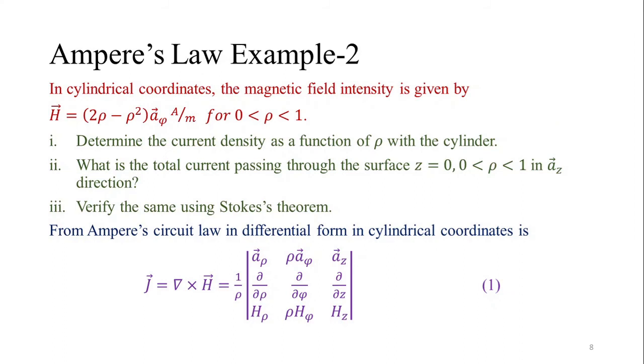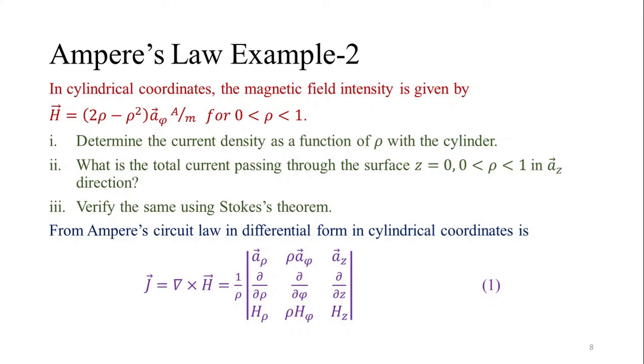Second problem, in cylindrical coordinates, the magnetic field density is given by H vector is equal to 2 rho minus rho square A phi vector amperes per meter for rho 0 to 1. Determine the current density as a function of rho within the cylinder. What is the total current passing through the surface z equals 0 for rho is 0 to 1 in Az direction? Verify the same using Stokes theorem.